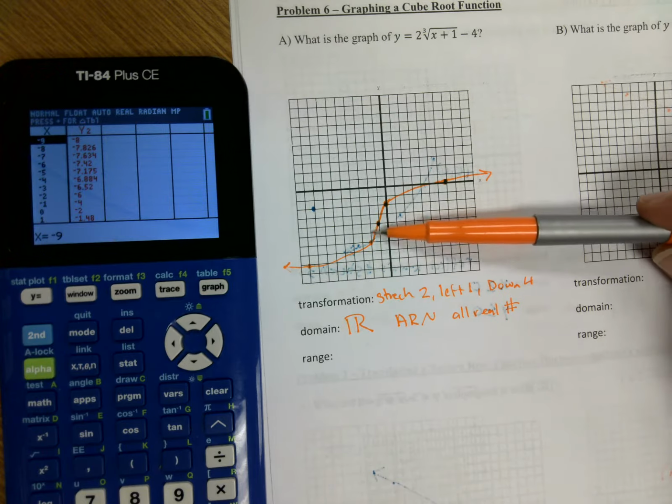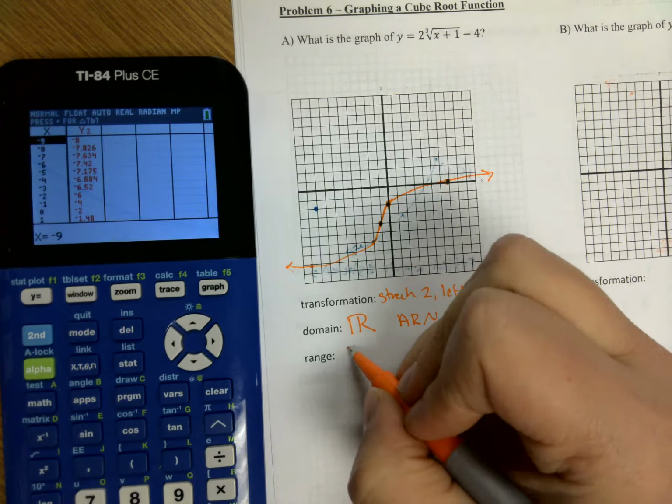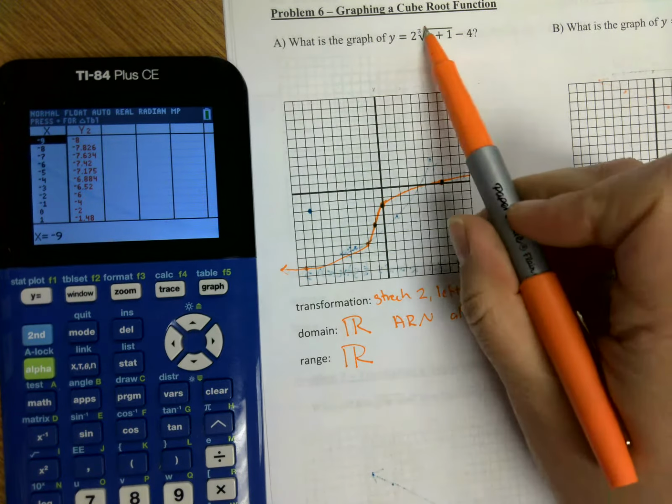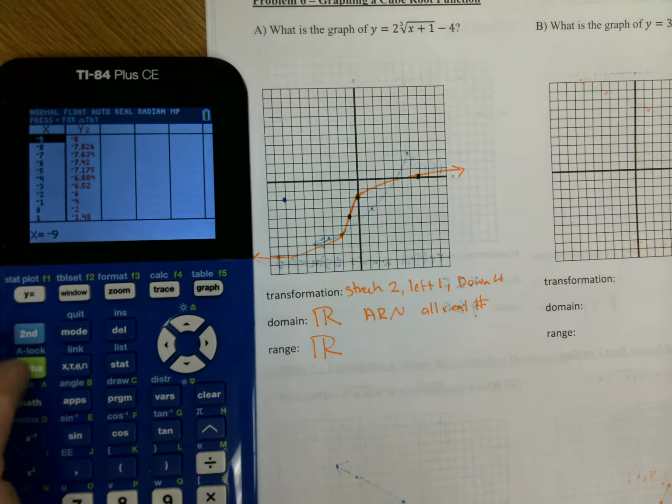For my range, I'm going down forever. I'm also going up forever. So there's nothing that's not included. So all real numbers. Why is that? Because you can take the cubic root of negatives. You cannot take the square root of negatives. You can take the cubic root.